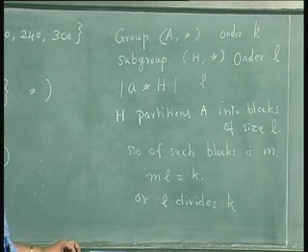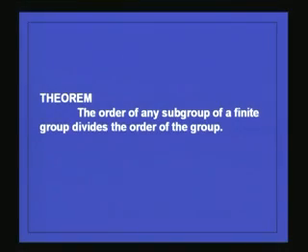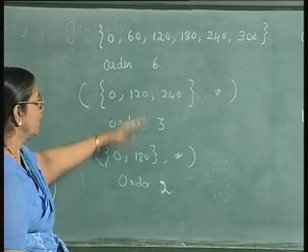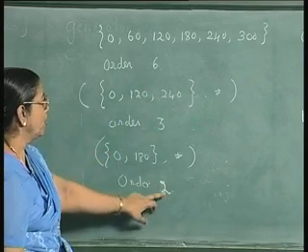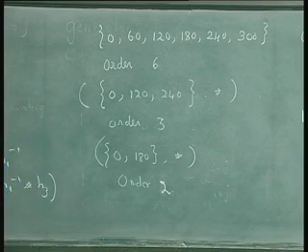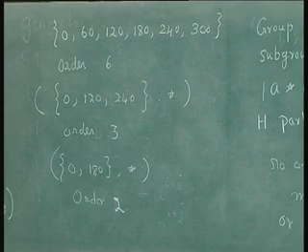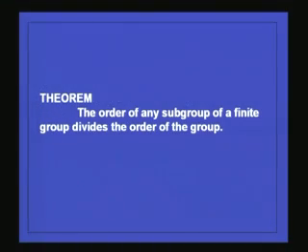So, you get the result L divides k, or the order of a subgroup divides the order of the group if they are all finite. And this example again illustrates this. This group has order 6, you have two subgroups, one of order 3, 3 divides 6, another subgroup of order 2, 2 divides 6. Any other example you can take and verify. If you have a group of a finite order and a subgroup of that, then the order of the subgroup will divide the order of the group. This is known as Lagrange's theorem.